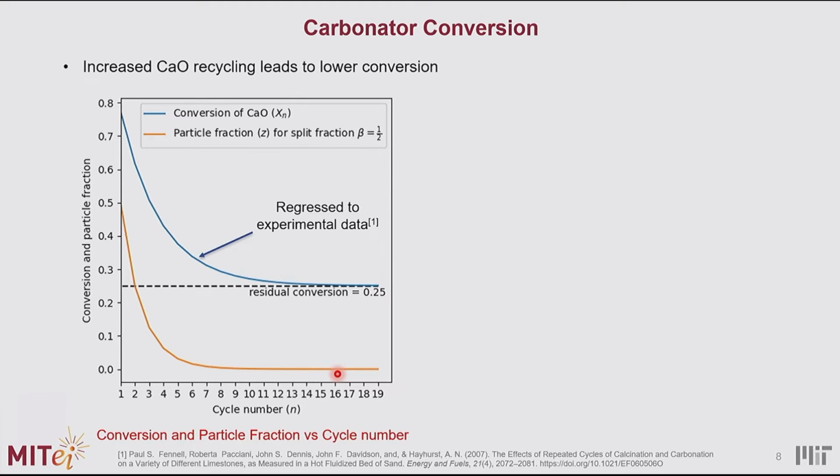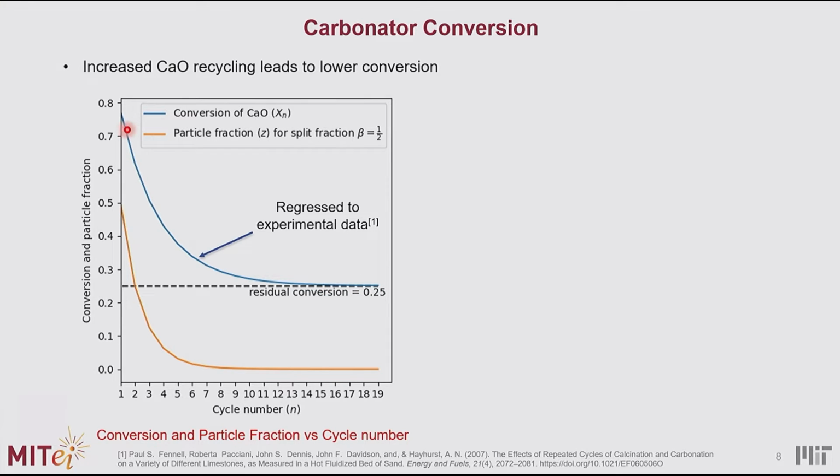So the carbonator conversion. On this figure here, on the x-axis, you have the number of cycles, like how many cycles you're recycling your solids. And on the y-axis, you have the conversion and the particle fraction. This curve here is showing the conversion. And you see as you increase the number of cycles, you're decreasing the conversion until you reach a residual conversion at an infinite number of cycles. This conversion here is 25%.